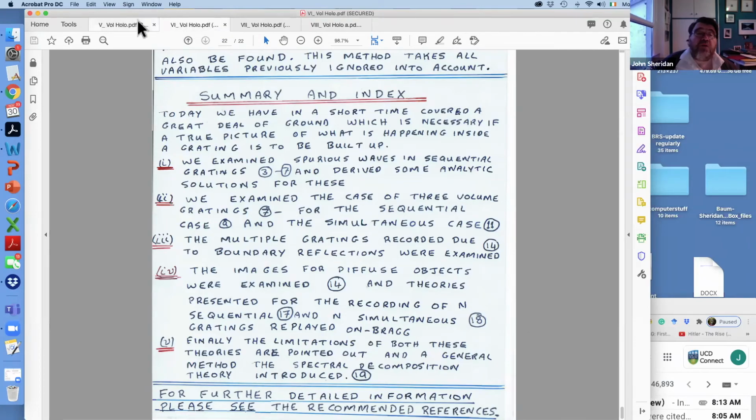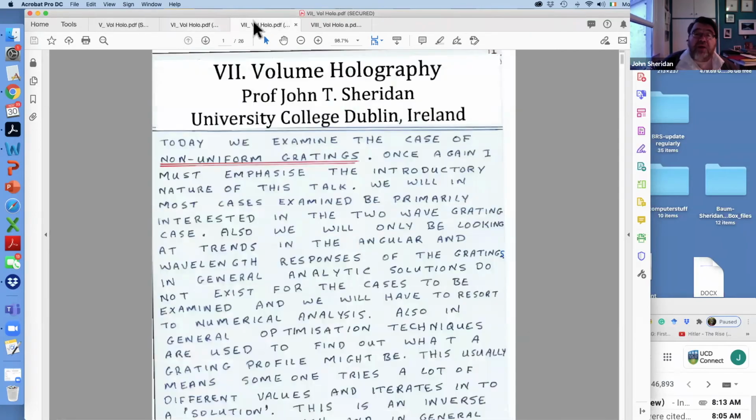Now, I'm sure you're all sick and tired of sequential gratings, okay? And now we're going to go on to something which I think is very interesting, and should be interesting for most people.